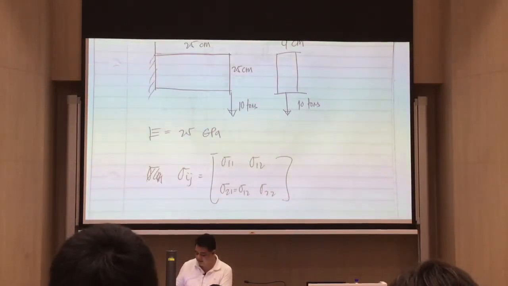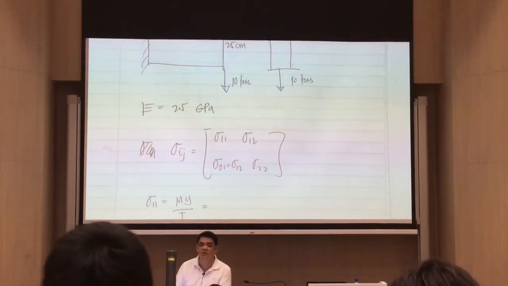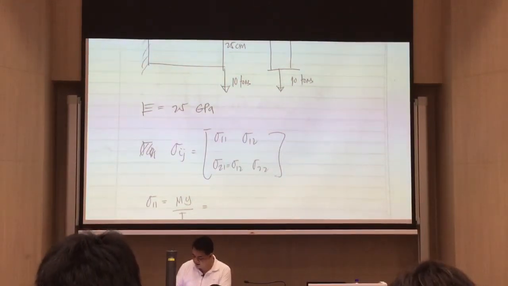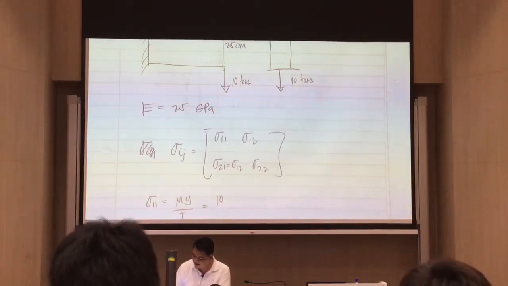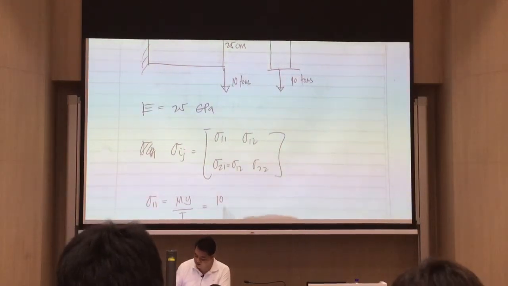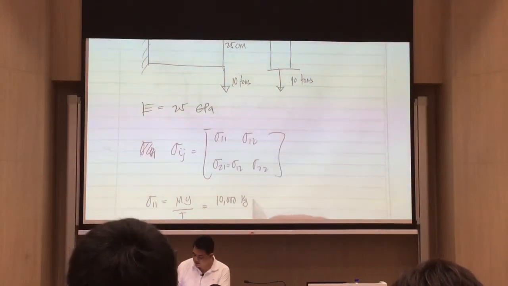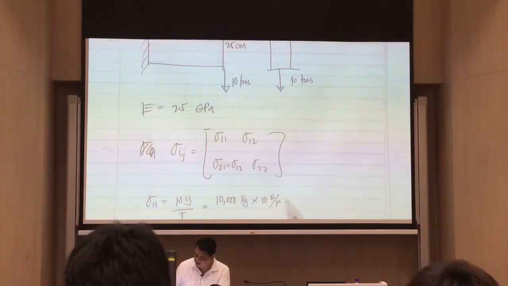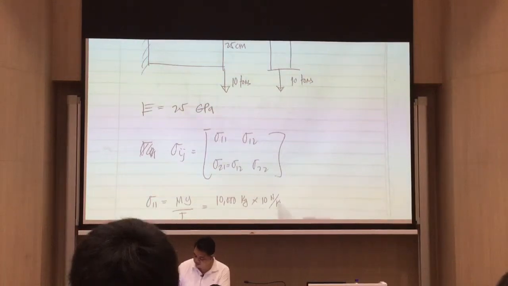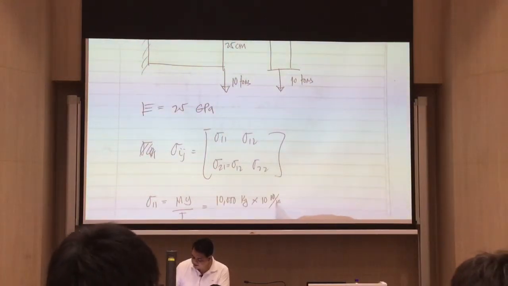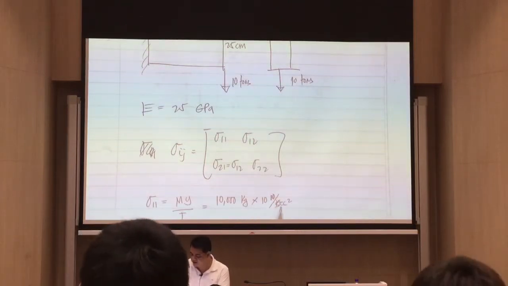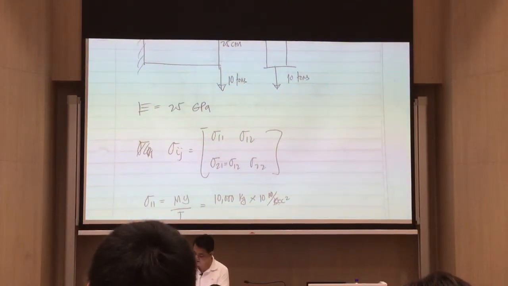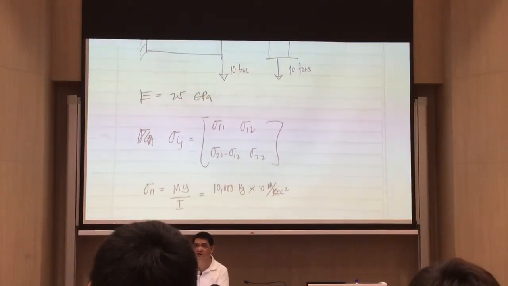So let's try to be consistent. Let's try to use newtons. So your moment will be 10 tons times how many? So this one is 10,000 kg, yes? Times 10 newton per kg, that is, or 10 meters per second squared, so it becomes a newton. Kilogram meter per second squared is a newton. So just multiply by the acceleration due to gravity.